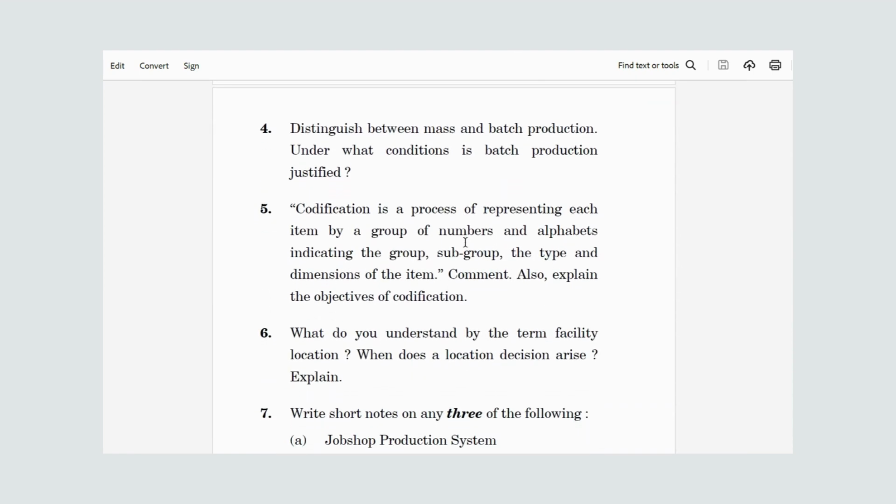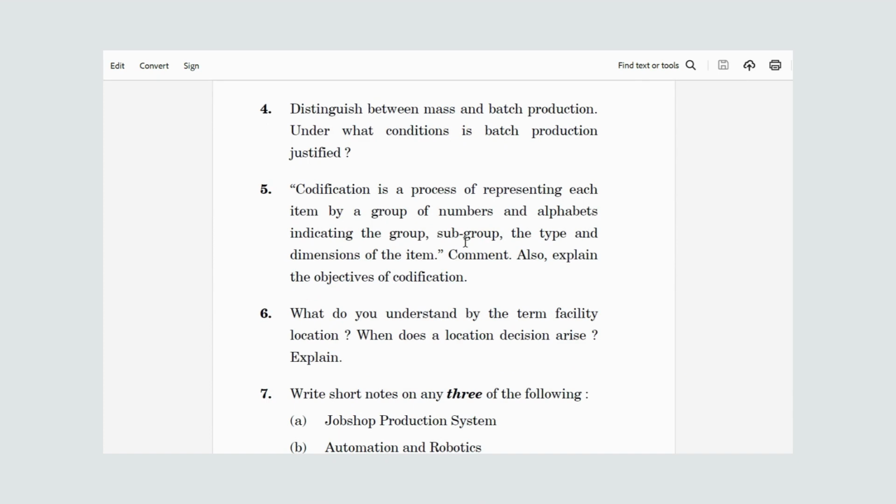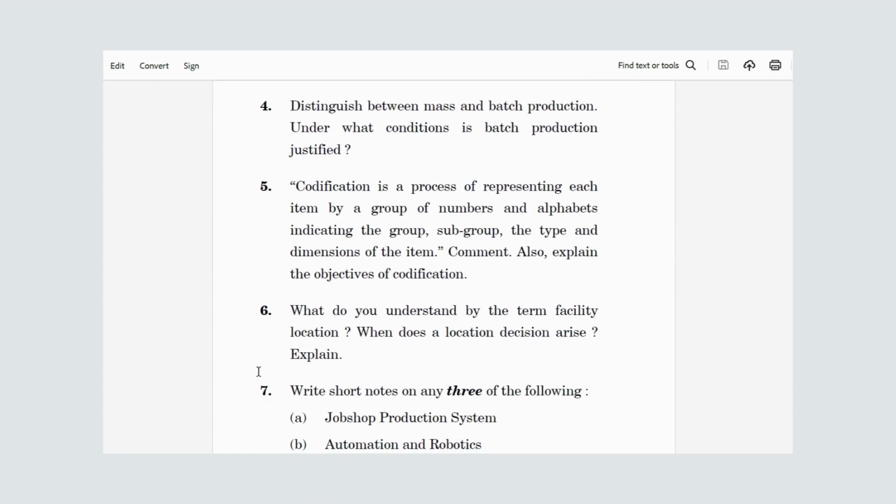Distinguish between mass and batch production. Under what conditions is batch production justified? This is a simple question. We have to distinguish what is mass and what is batch production, and then we have to give the advantages of the batch production. Okay.